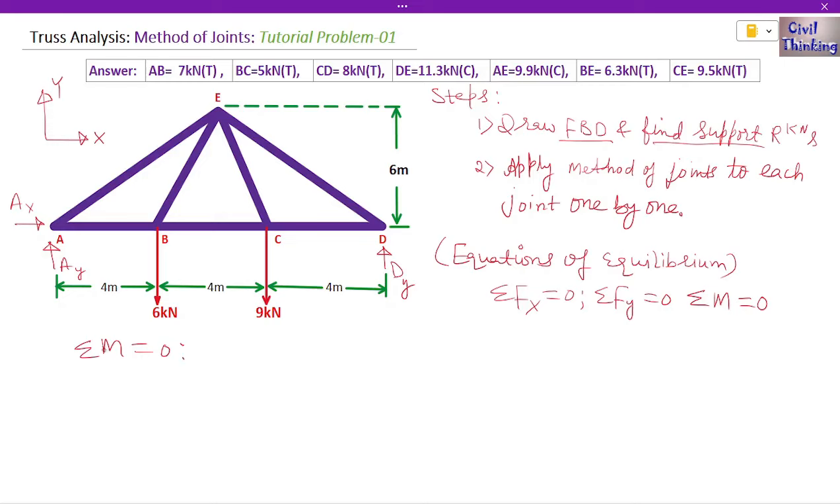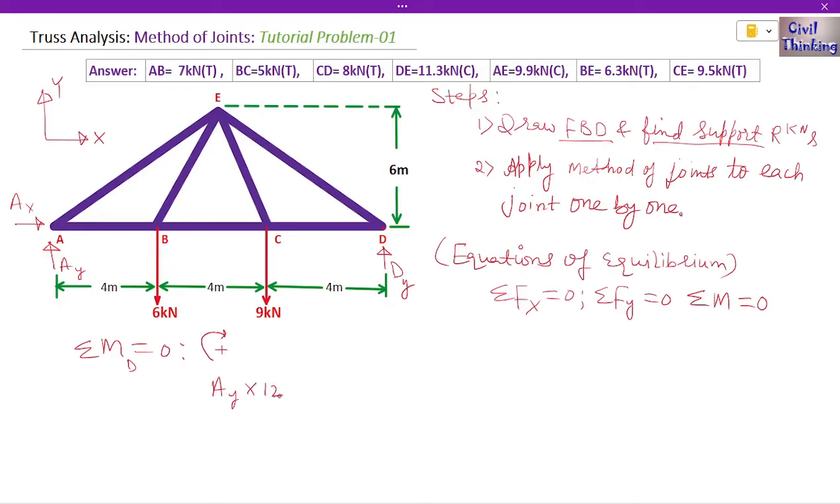Summation of moment about any point is 0. Let me choose the point to be point D, this point. I am assuming clockwise moments are positive and anti-clockwise moments are negative. AY is going to exert a clockwise moment at D, so the moment due to AY at D is positive. I will write it like this: AY multiplied by how far is AY from D? We have to find the normal distance, right? So it is 4 plus 4 is 8, 8 plus 4 is 12, right?